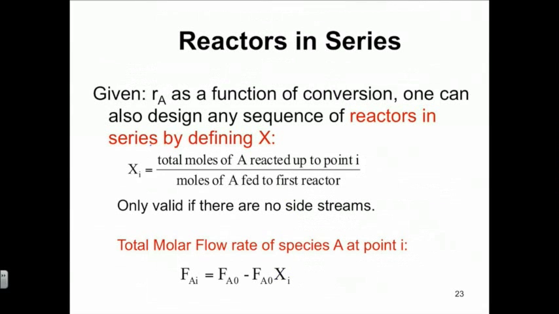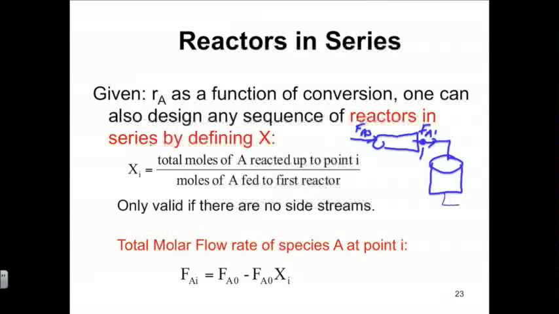Now let's talk about reactors in series. You have two reactors and you want to hook them up. So we feed to the first reactor, and that will be FA0. And then we exit the first reactor, and that will be FA1 at point 1. And we feed it then into a second reactor and then come out at point 2, and that will be X2, FA2.